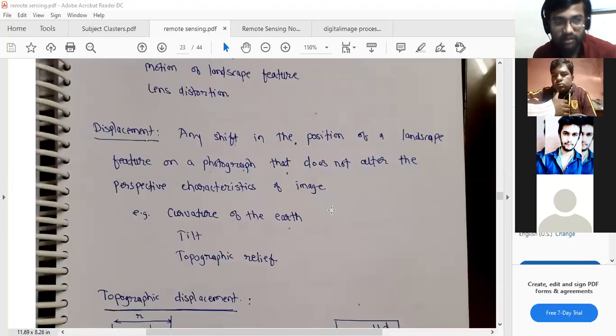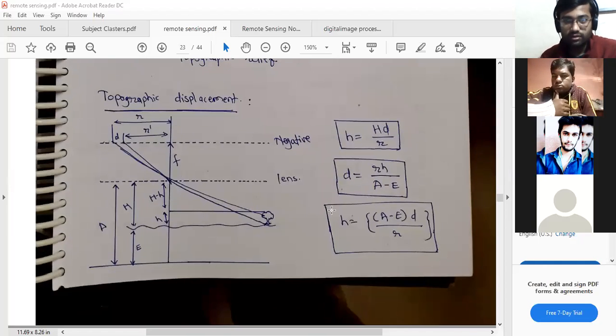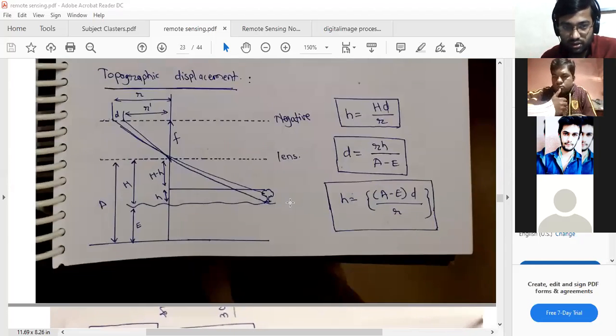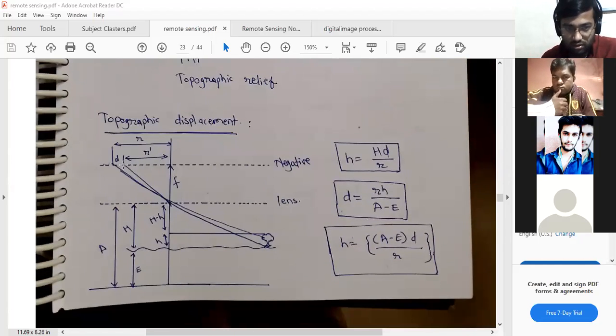यही अच्छी है क्योंकि इसमें मैंने समरी बना के रखी है. Okay, so like this. Then R is distance on the photo from nadir to displaced landscape, and R dash is actual place of the photo where landscape should be located. Okay, R dash is your distance or actual position जहाँ होना चाहिए.